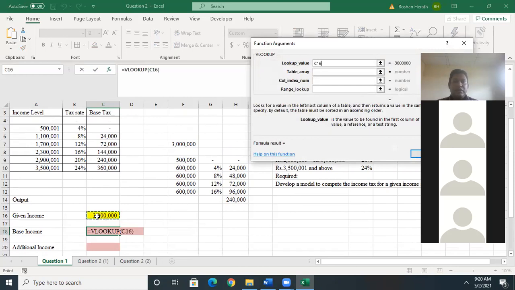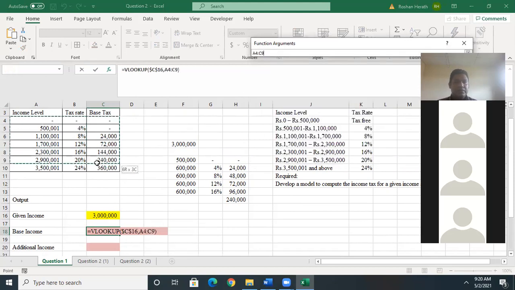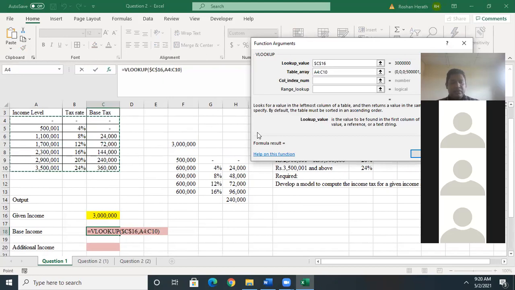The lookup value is going to be this, make it constant. The table array is going to be the table without the headings, make it constant, or you can even apply a range name for that. So it's a good application of your knowledge. Then the base income can be found in the first column. And since you are looking for a perfect match, it is better to type it as false.